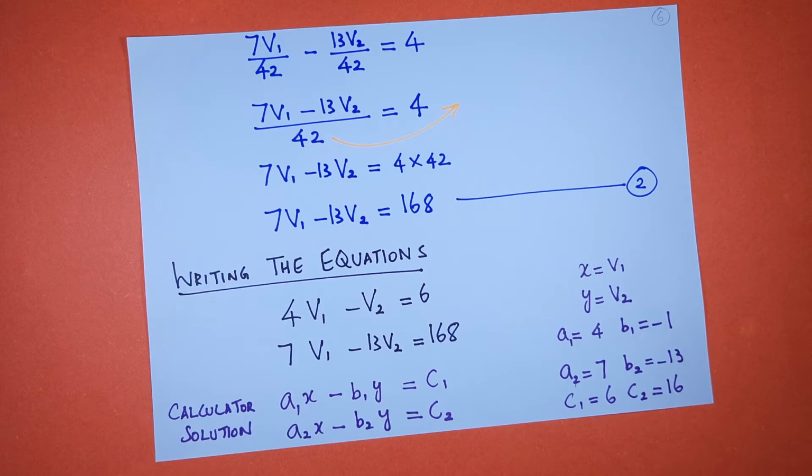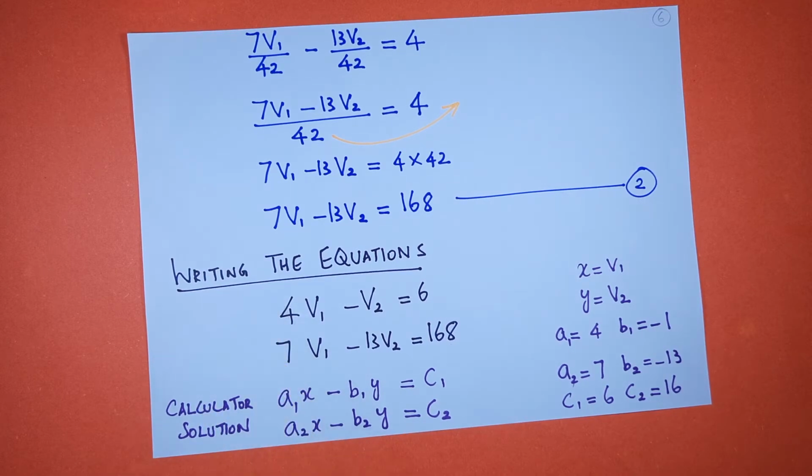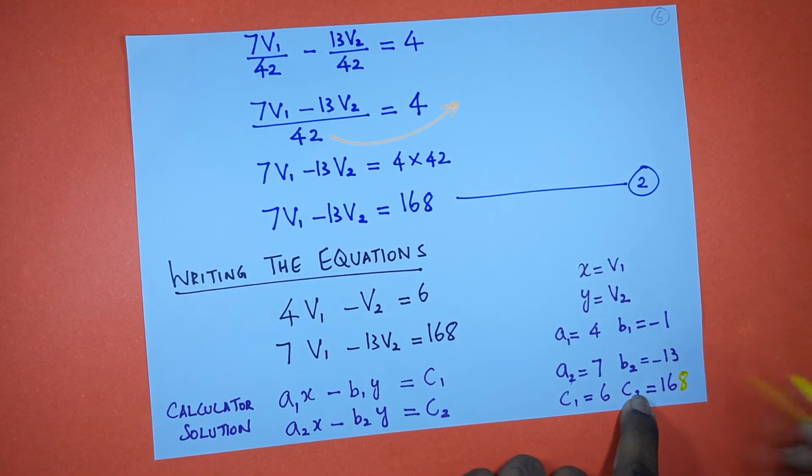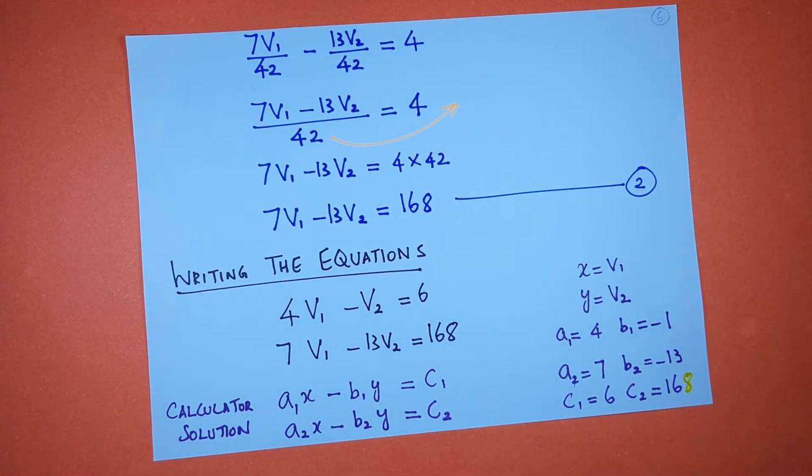Okay. So correspondingly, A1 equal to 4, B1 is nothing but minus 1, A2 is 7, B2 is nothing but minus 13. This C1 is 6, C2 is 168, actually 168.